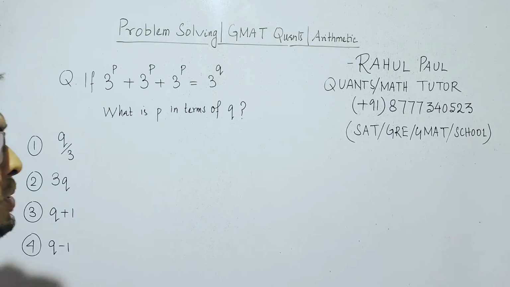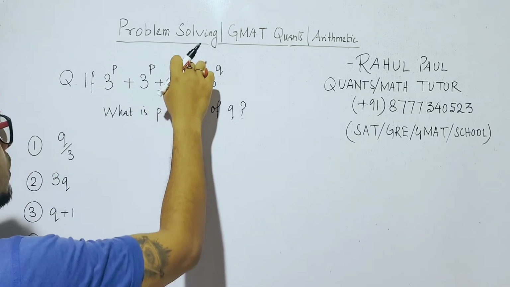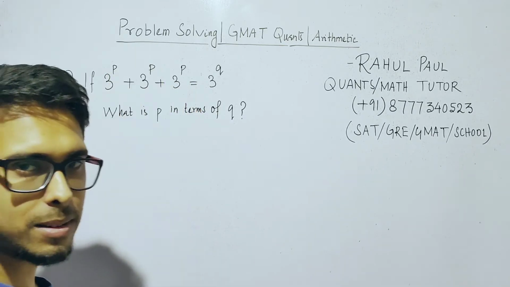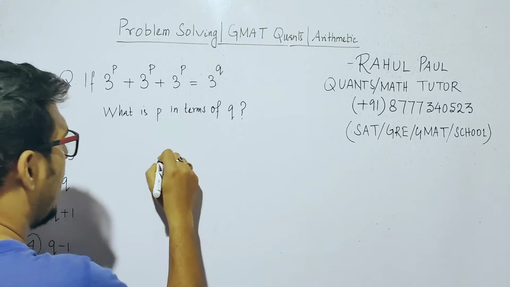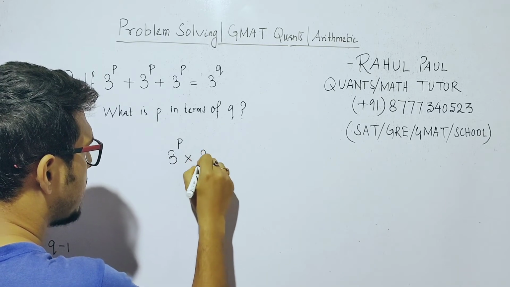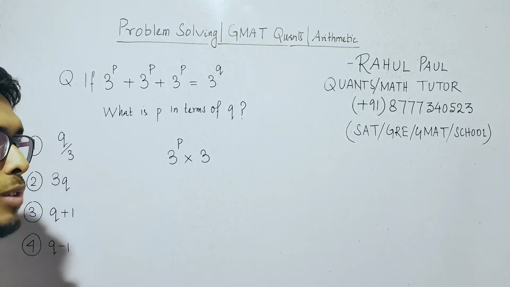Before we go into the rules of exponents, let us first see what we can think about in this particular equation. Now see, 3 to the power p, 3 to the power p, 3 to the power p. So there are 3 to the power p, added 3 times. Can I write this as 3 to the power p times 3? If I add 3 plus 3 plus 3, that is equivalent to 3 times 3.